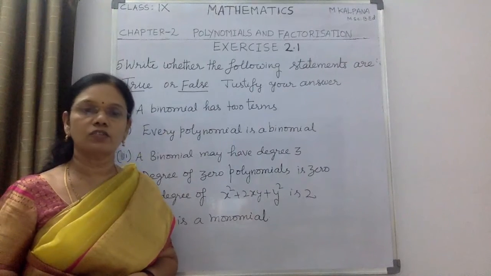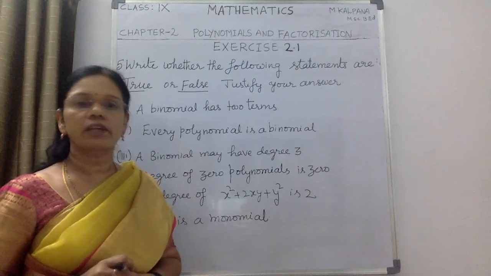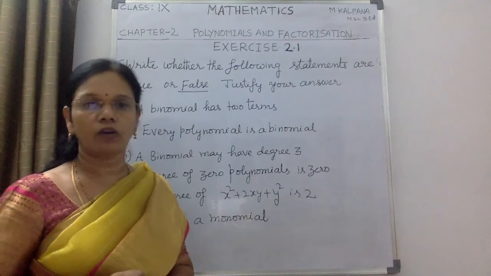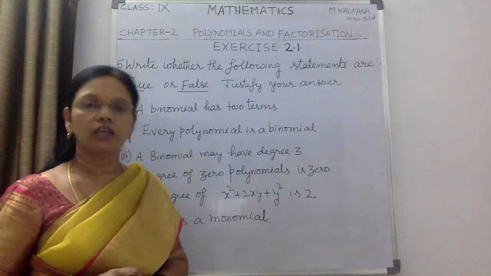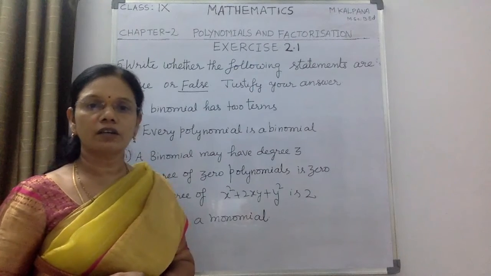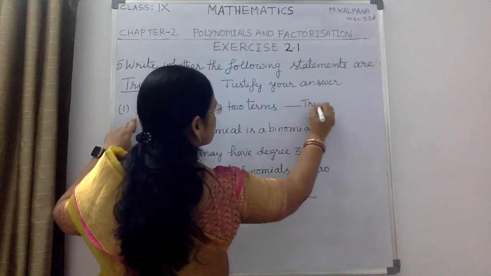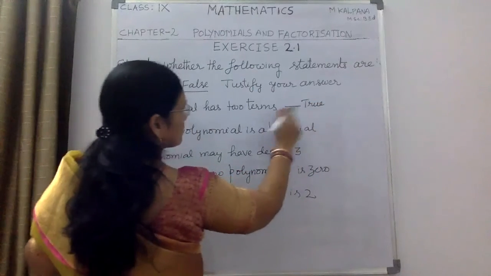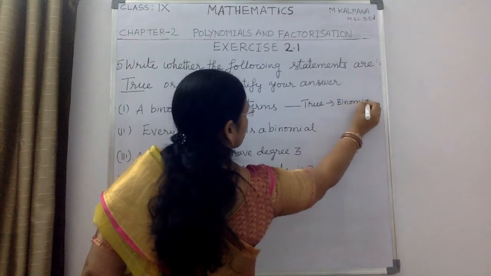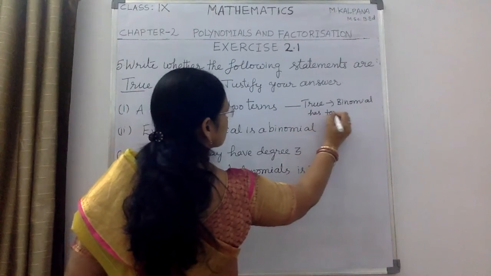A binomial has two terms. By the definition itself, by the classification also, we have learned that a polynomial with two terms can be named as a binomial depending upon the number of terms. If the number of terms in a polynomial is 2, it is named as a binomial. So the statement is true, children, because a binomial will have two terms.